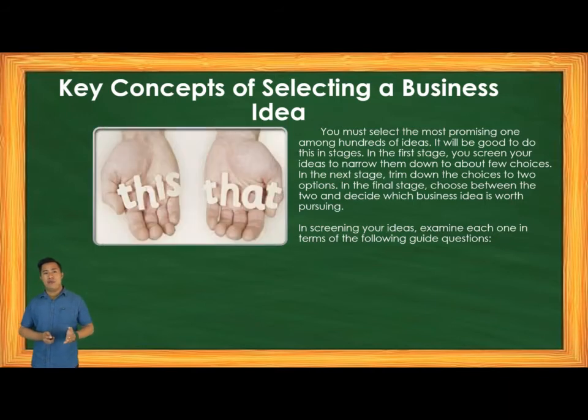You must select the most promising one among hundreds of ideas. It will be good to do things in stages. In the first stage, you screen your ideas to narrow them down to a few choices. In the next stage, trim down the choices to 2 options. And in the final stage, choose between the 2 and decide which business idea is worth pursuing.